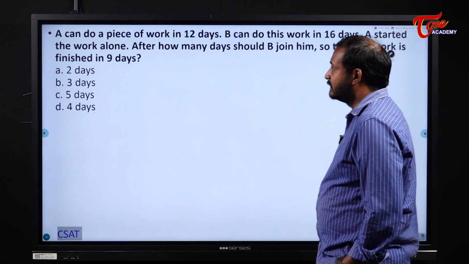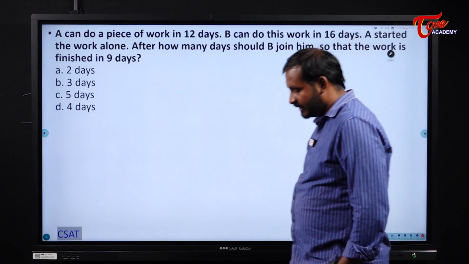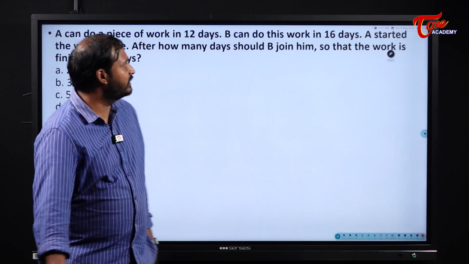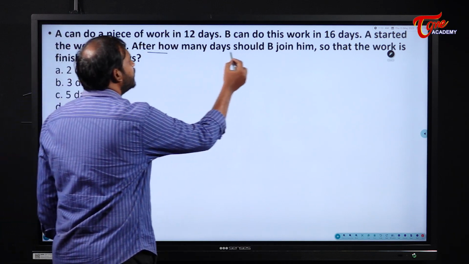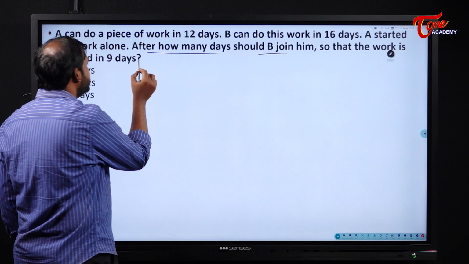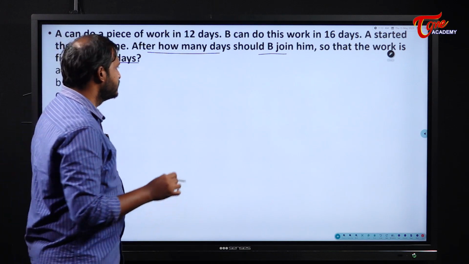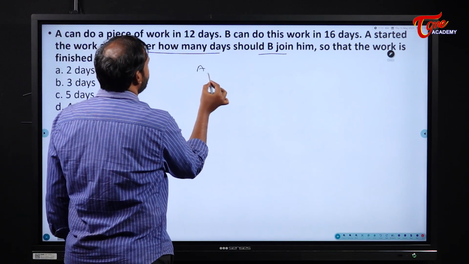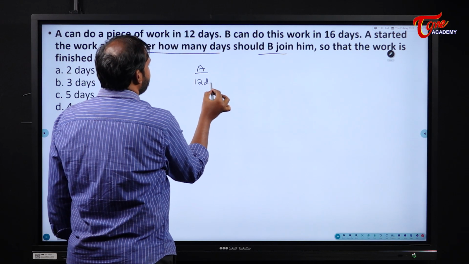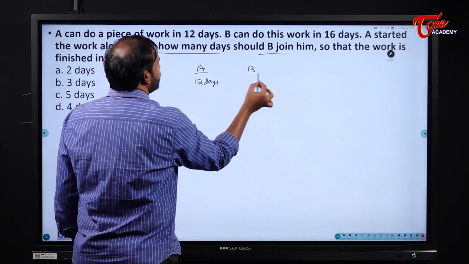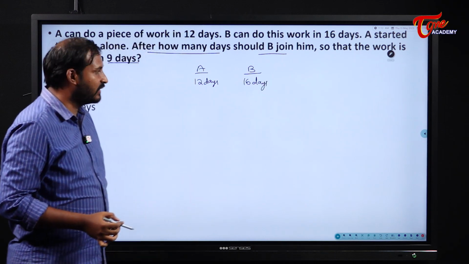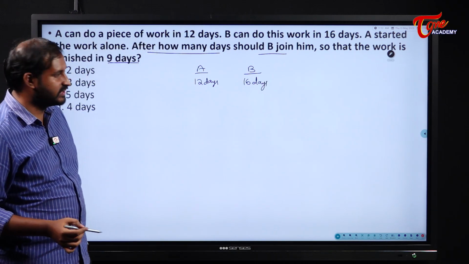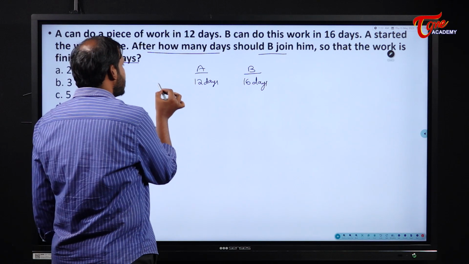Okay, right. A can do a piece of work in 12 days. B can do it in 16 days. A started the work alone. After how many days should B join him so that the work is finished in 9 days? Okay, see here, students. A can do the work in 12 days. B can do the work in 16 days. These are the times taken.